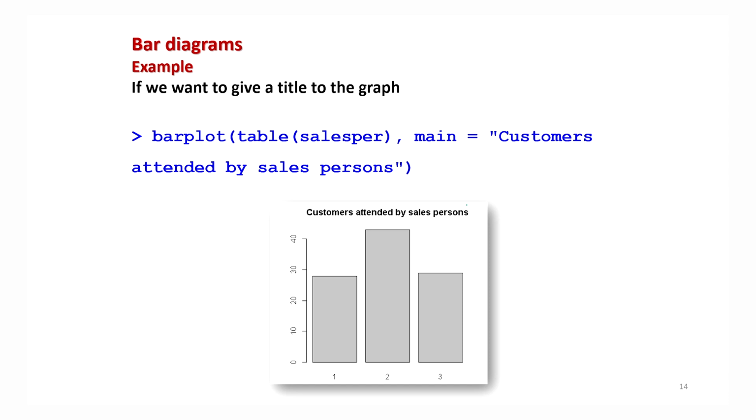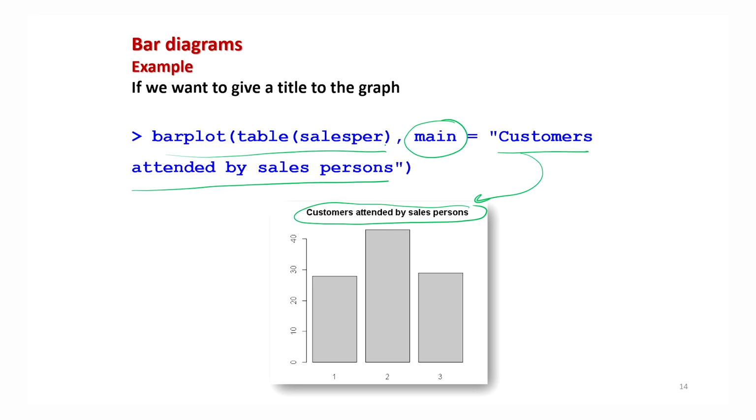Now, if you want to provide different types of information in this graph, for example, if you want to put a title like customers attended by the salesperson, then you have to use the option main equal to customers attended by salesperson, and this will appear here. The remaining part, bar plot table salesperson, will remain the same, right?